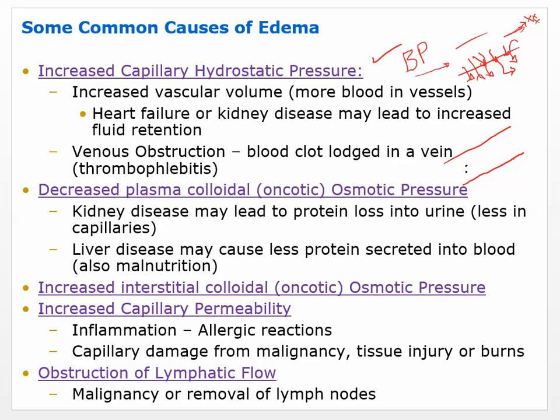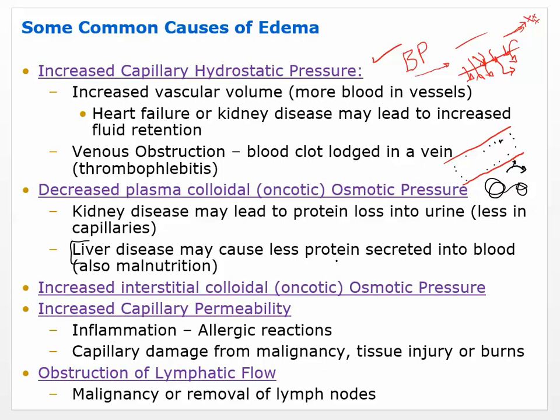Now, if you remember, albumin, or these colloids, proteins, all these particles that are in your plasma, if those decrease, then you're not going to get the pull that you need, and so you're going to have fluid that remains in the interstitium. Okay, so hopefully that makes sense.